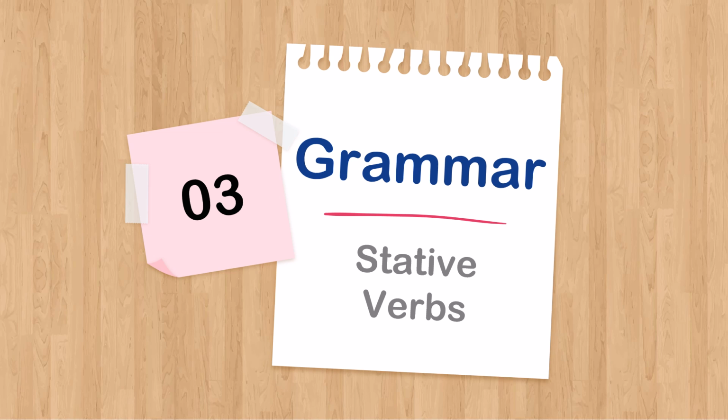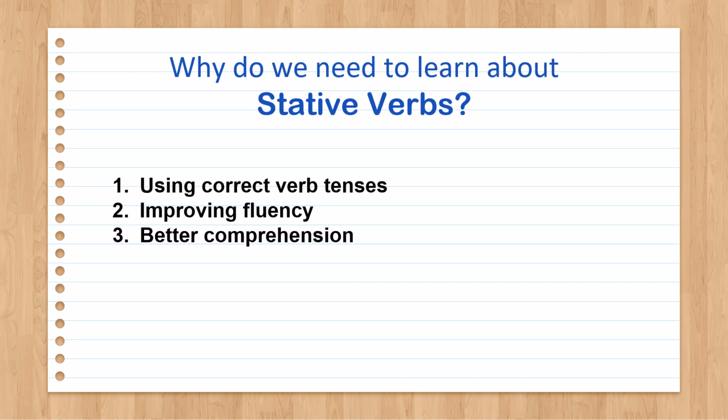And today we are going to focus on this grammatical point, the stative verbs. Why do we need to learn about stative verbs? First is that you can use correct verb tenses. Stative verbs are generally not used in continuous or progressive tenses. For example, you cannot say I'm knowing the answer. You must say I know the answer.